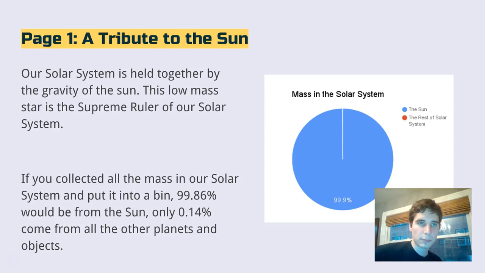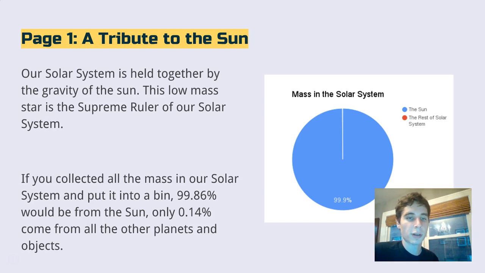Now, moving on, I want to take a brief moment to pay tribute to the wonderful sun that is at the center of our solar system. We've talked quite a bit already about how our solar system is heliocentric, meaning that everything revolves around the sun. And it's the mass of the sun that gives it its strong force of gravity. And basically, the sun is the thing that keeps our solar system together. It's the supreme ruler of our solar system.